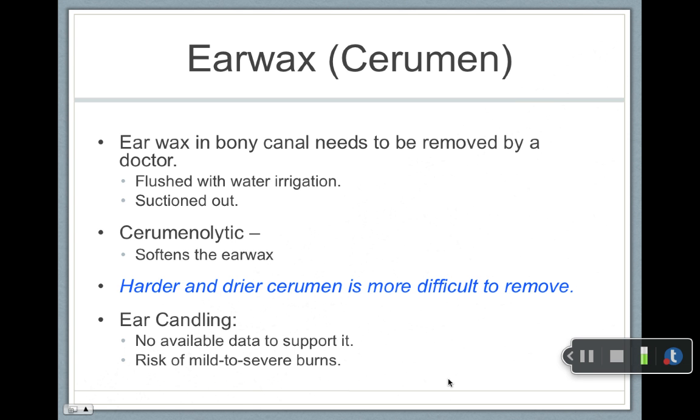Like I said, if you push that wax too far into your ear canal, if it starts to hurt, that means it's entered the bony portion of the canal and it needs to be removed by a doctor, suctioned out or flushed out. There is some medicine that softens the wax because hard, dried wax is difficult to remove.